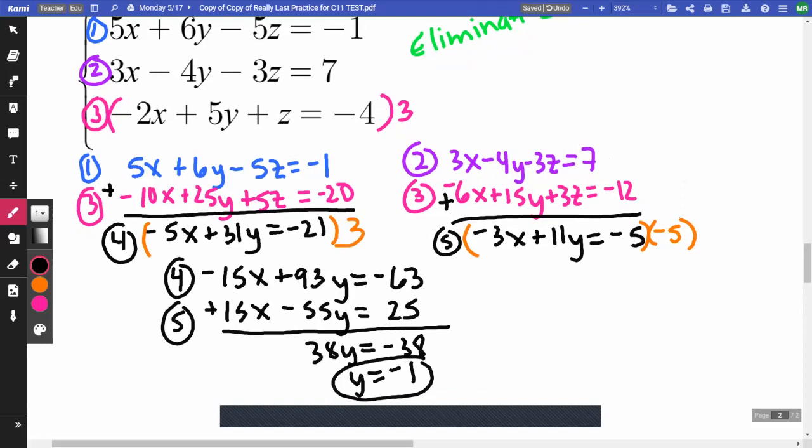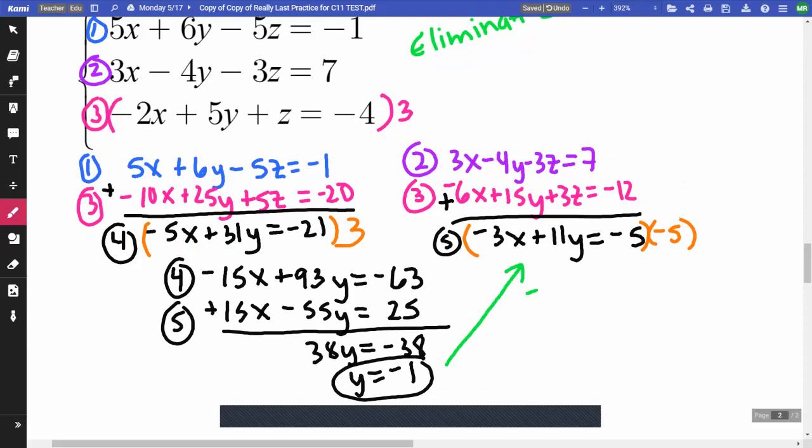Now, I'm not done solving this system here. I have not finished solving it. So I'm going to take my y and put it into one of my equations 4 or 5. And I'm thinking I'm going to put it into this original 5 here.